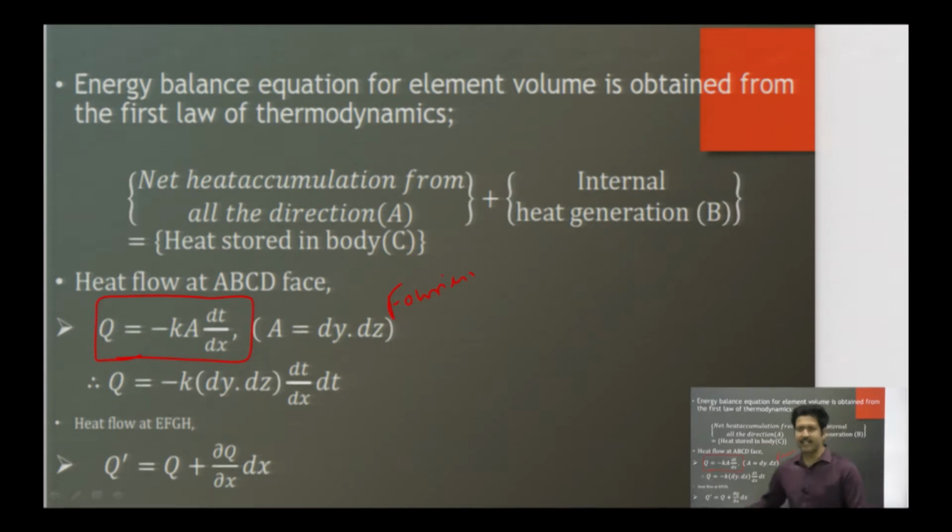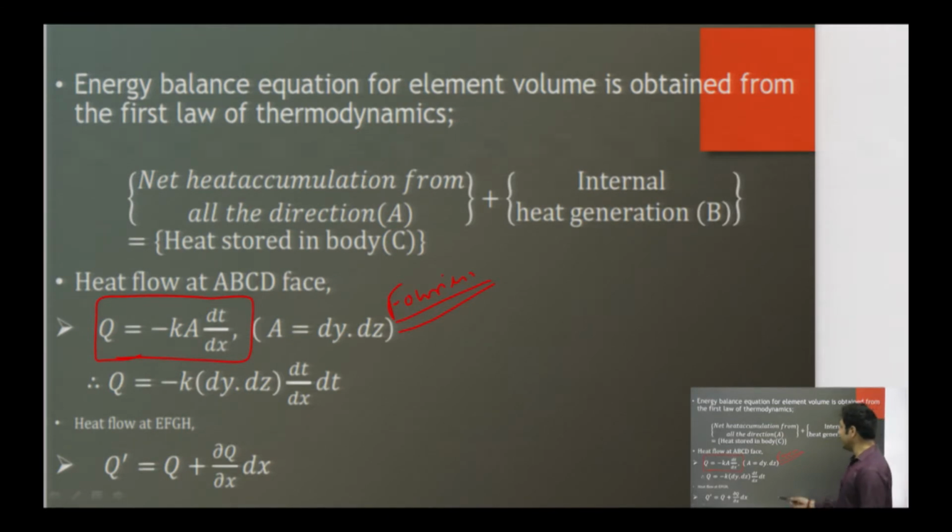In each and every derivation, since these derivations are for conduction, we take the three-dimensional heat conduction equation for Cartesian coordinates, then for cylindrical coordinates, and then for spherical coordinates. But the basis will be the same. We'll be applying Fourier's law of conduction everywhere.